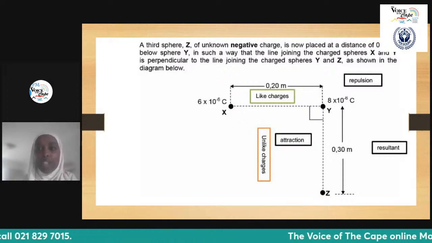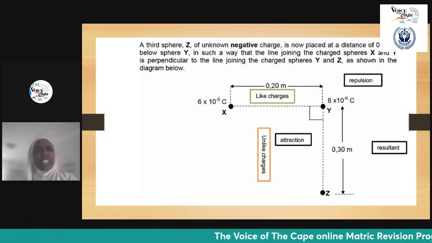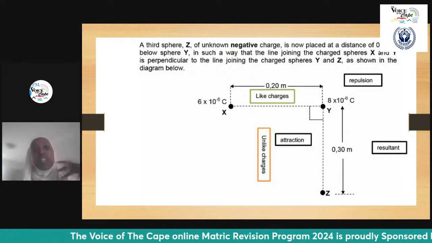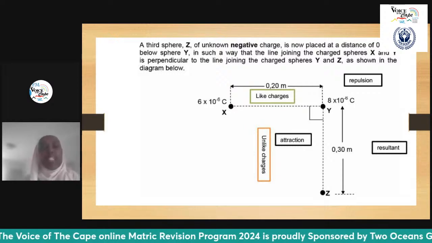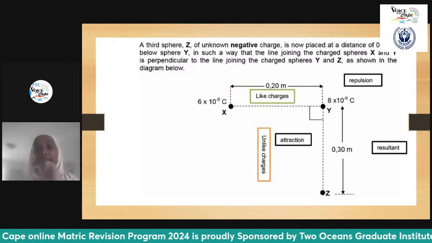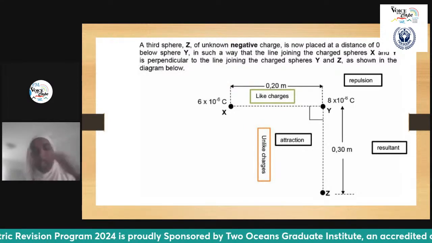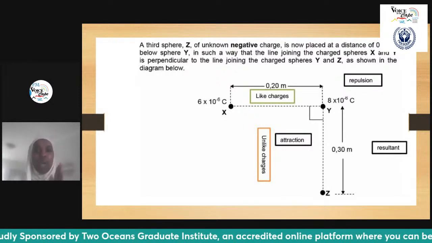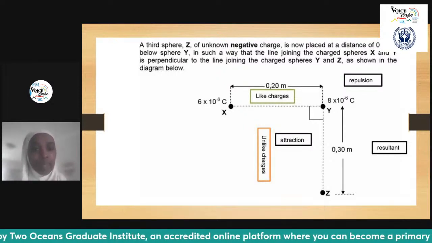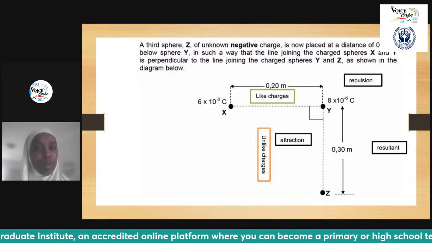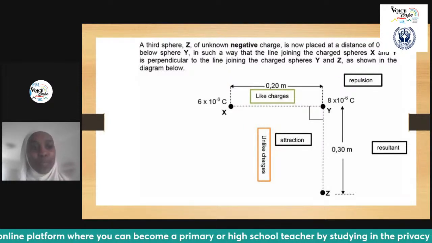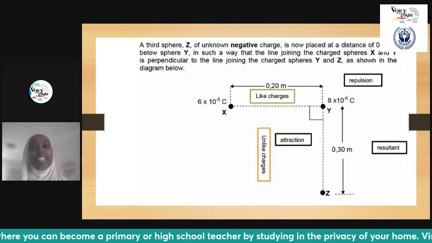Now let's look at this. They gave us a scenario. I cut out the top part because it wasn't important, because everything that they gave you in the description is given to you in the picture. So we have two charges and one unknown charge, X, Y, and Z. Now, X is 6 times 10 to the minus 6, sorry, 6 microcoulombs, negative 6 microcoulombs. Yeah, 6 microcoulombs.